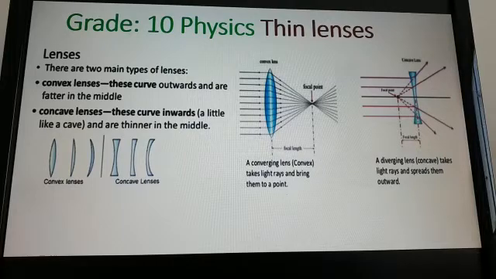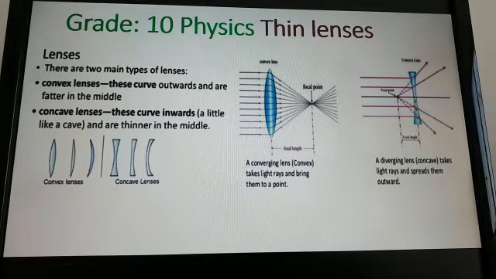Grade 10 physics. The topic is thin lenses. You know that there are two main types of lens, convex lens and concave lens. What is the use of a lens? Lenses undergo refraction, or lenses bend light and form images.